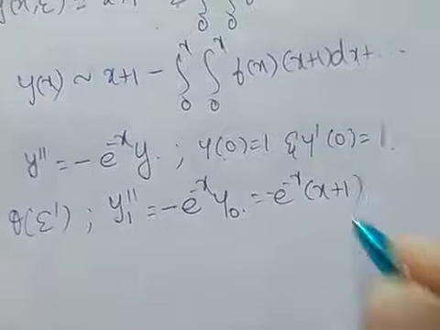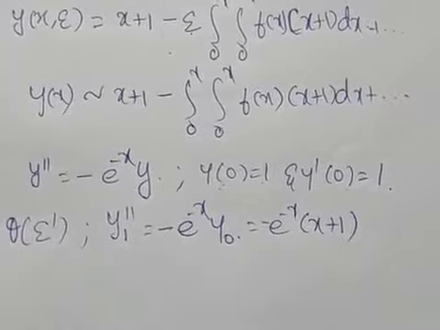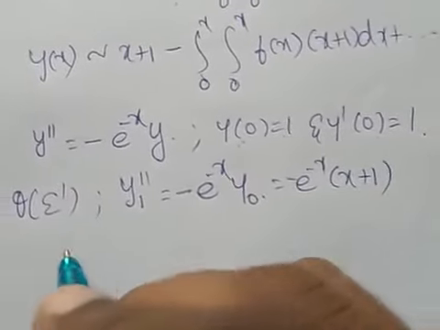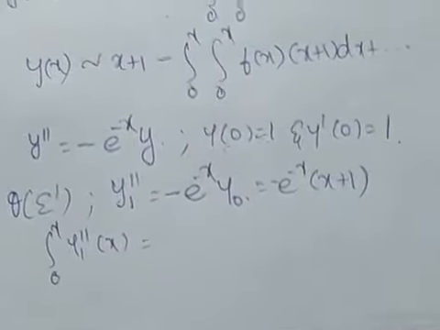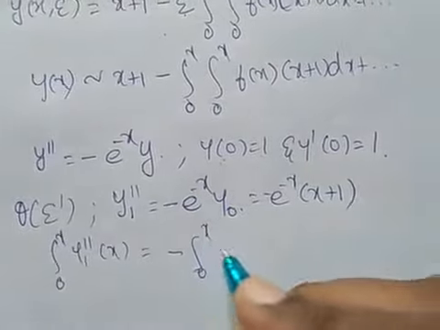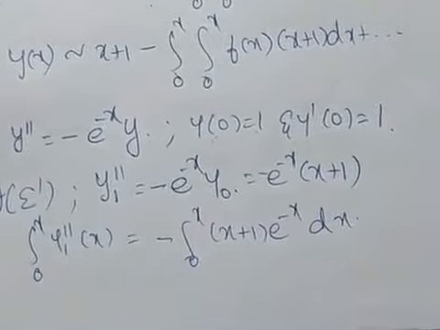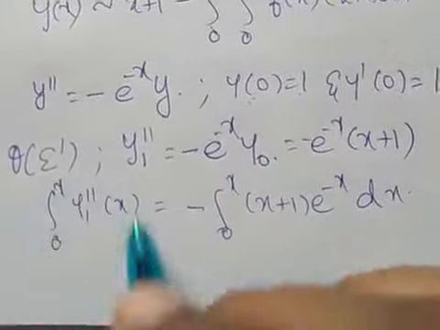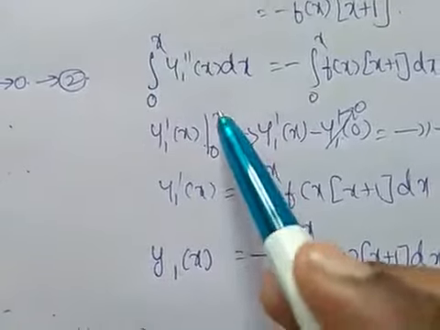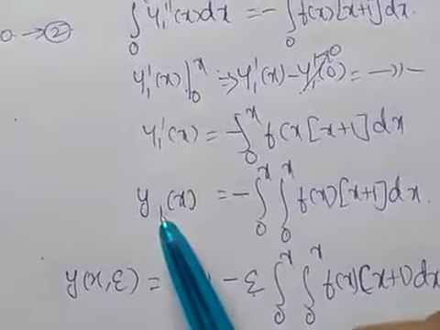X plus 1. So this term will change now. Now we are going to integrate with respect to x on both sides. Integral from 0 to x of y1 double dash of x is equal to minus integral from 0 to x of (x plus 1) into e power minus x dx. We are going to use integration by parts, the integration of uv formula here, and when we integrate this we will get y1 dash of x. See, we are going to substitute the limit. After substituting the limit, y1 dash of 0 becomes 0, we will get only y1 dash of x.